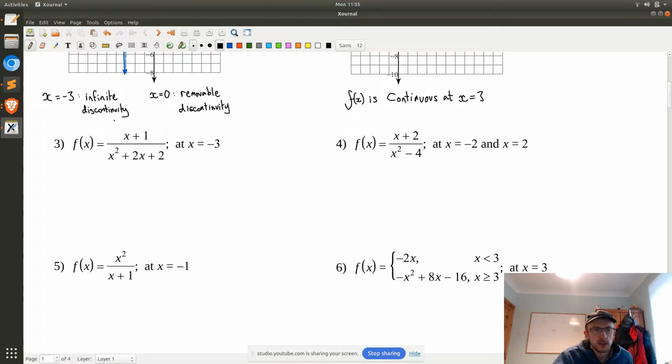Next, we have the rational function f of x equals x at 1 over x squared at 2x at 2. And we have to investigate its behavior at x equals -3. So just substituting in x equals -3, we obtain 9 there, -6 there, and 2 there. And the sum of those is 5 in the denominator. So I believe that it's continuous at that x value.